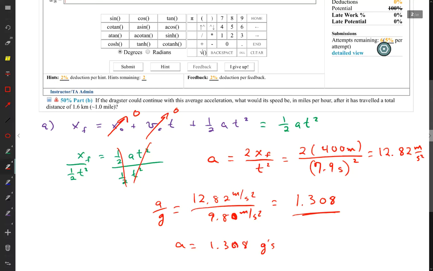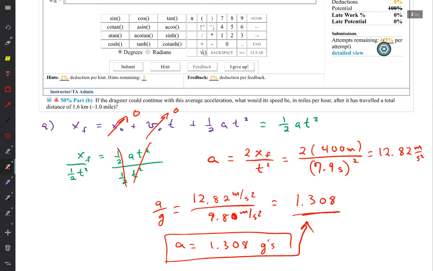You're pulling effectively 1.3 g's with this dragster, which, of course, a dragster has a pretty good acceleration. So that's the answer to the first part of the question. You would actually type in the 1.308. I just like to write a as 1.308 g's because I like to see that unit there. Any questions about part A?